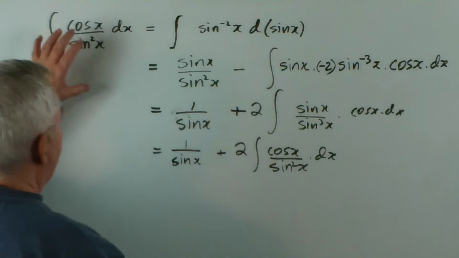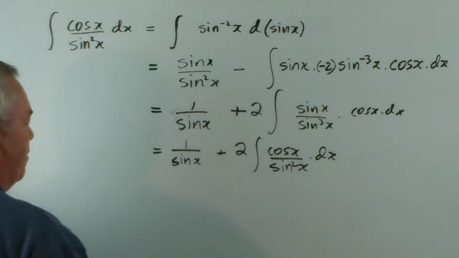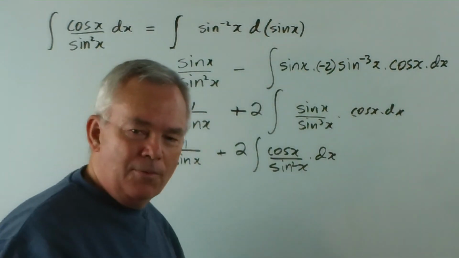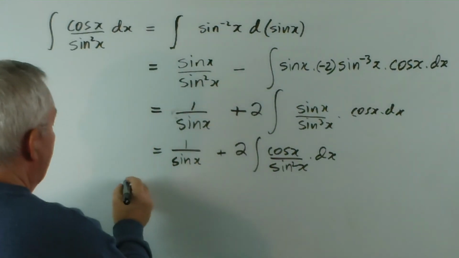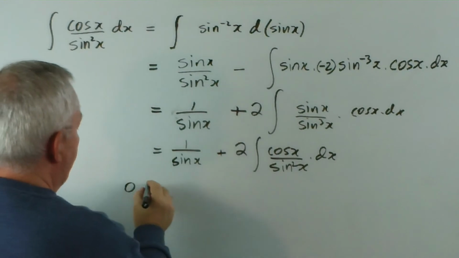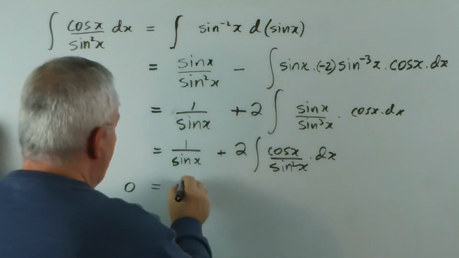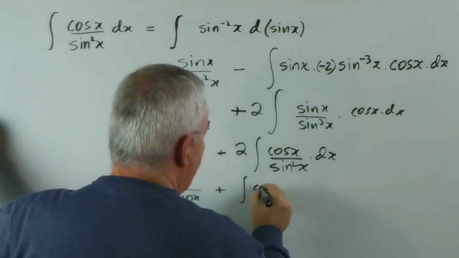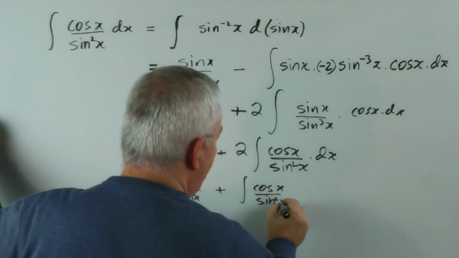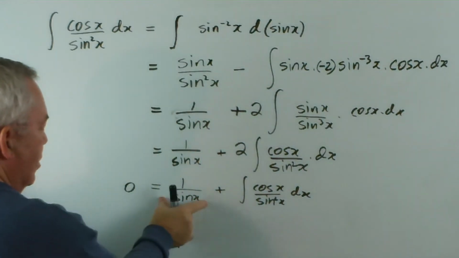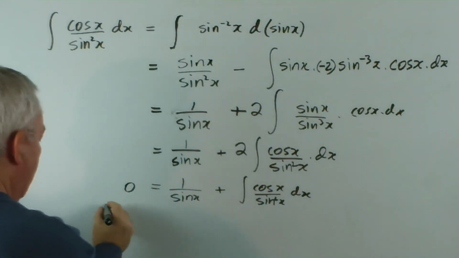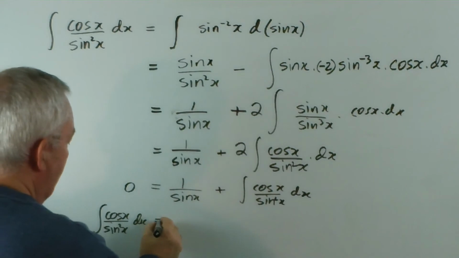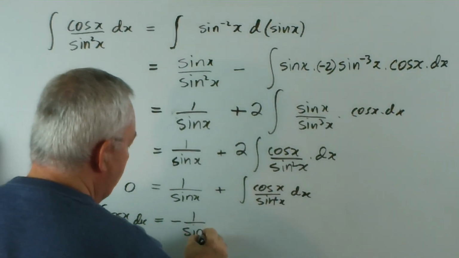Now if I subtract this from both sides, I'm just trying to think. I don't know what standard of rearranging equations you comfortably handle. Let's take this from both sides, one copy of it. So we get 0 is 1 over, I'll leave it as 1 over sine for the moment, plus, now we've only got one of these left, and then if I subtract that from both sides and swing it around, we get the integral of cos x on sin squared x dx is negative 1 on sin x plus c.